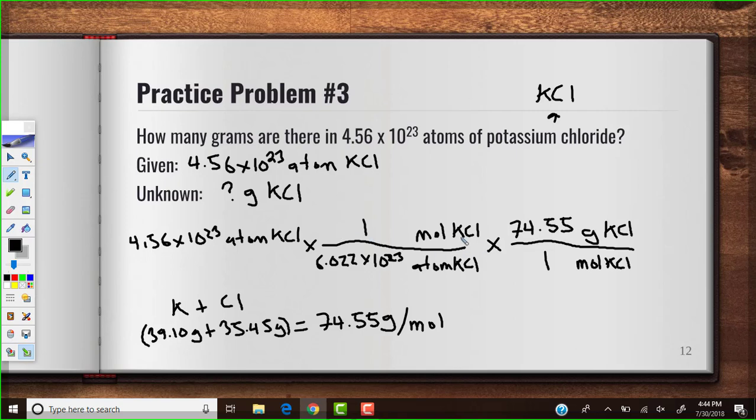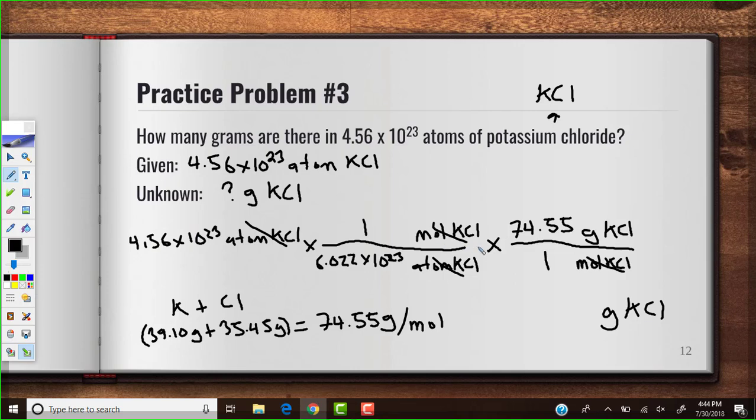So again, what you'll notice here, and this is just for these types of problems, you'll see some different types of problems later on, but mole is always 1, okay? At least for right now. Now that will change a little bit later on. So let's take a look. Our atoms cancel, our mole units cancel, and we're left with grams of KCl, which is good. That's what we want our answer to be.